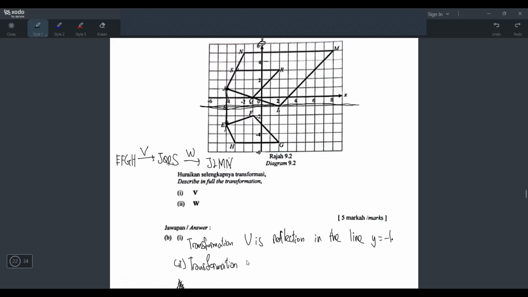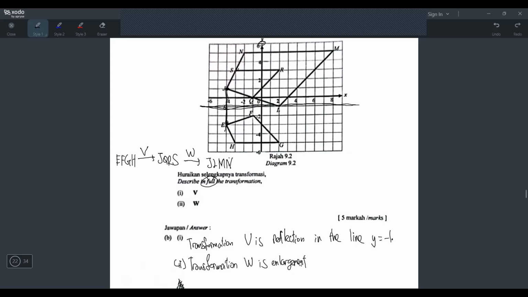Okay, transformation W. W is very obvious. From JQRS to JLMN, this is enlargement. Okay, because dia sudah besarkan. So we call it pembesaran, right? Definitely pembesaran. But you will not get full mark if you just write like this. After you write enlargement, you have to describe in full. Means after you write enlargement, you still have to write what? Scale factor and center.